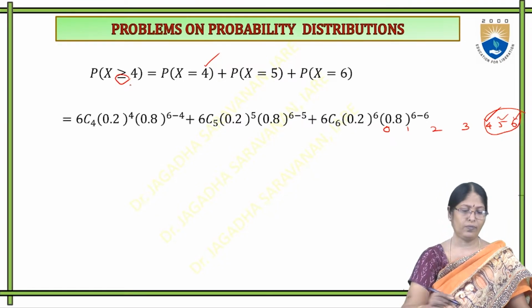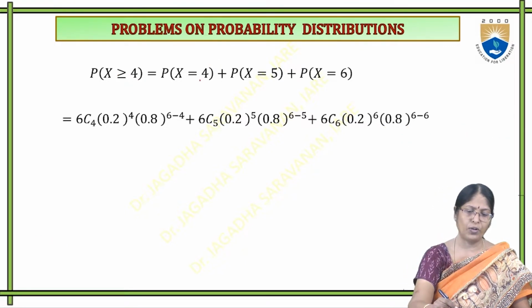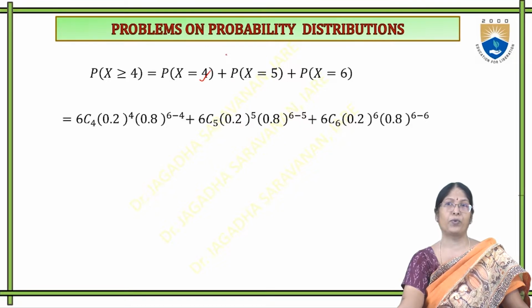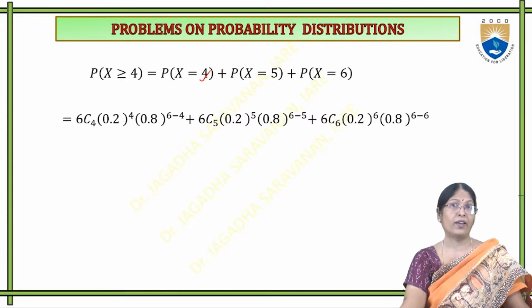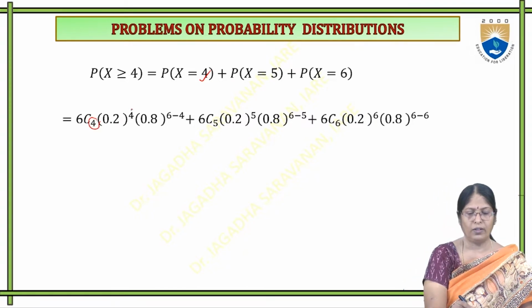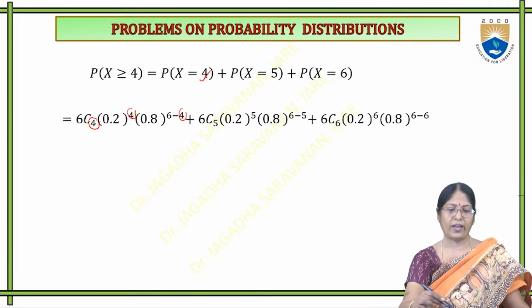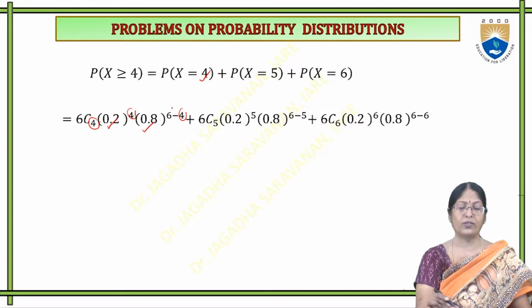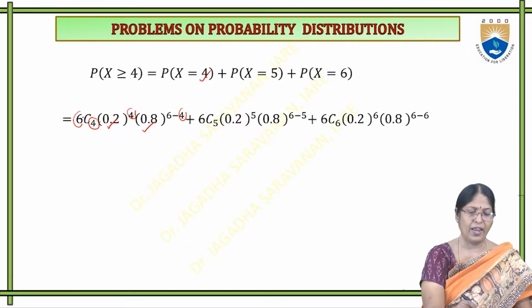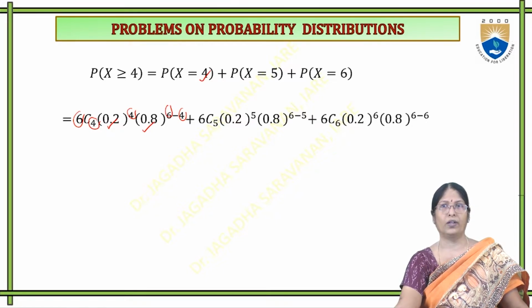So now we are applying x equal to 4 in the binomial distribution formula, to avoid confusions and careless mistakes. 1, 2, 3: X is appearing in 3 places. We replaced it correctly with the X value 4. P is 0.2, Q is 0.8.